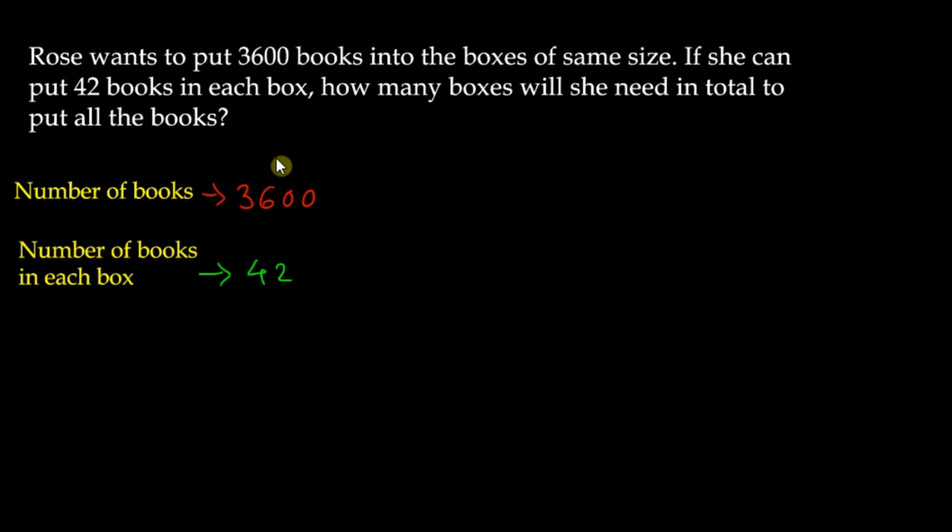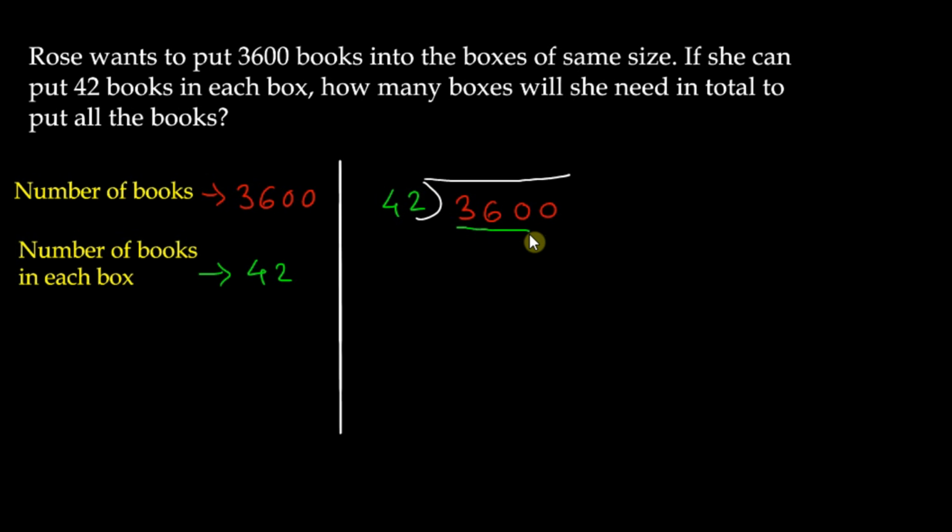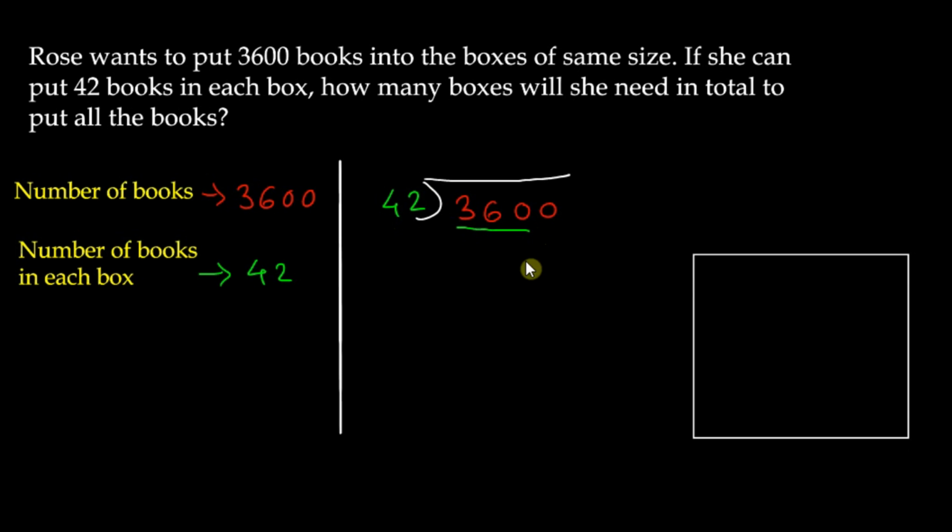In order to find that, we need to divide 3600 by 42. Let's do the division. So we have to divide 3600 by 42. Now the first two digits of this number make up the number 36, which is less than 42. So 42 does not go into 36. Therefore, we have to consider the first three digits of this number, which make up the number 360. Now how many times does 42 go into 360?